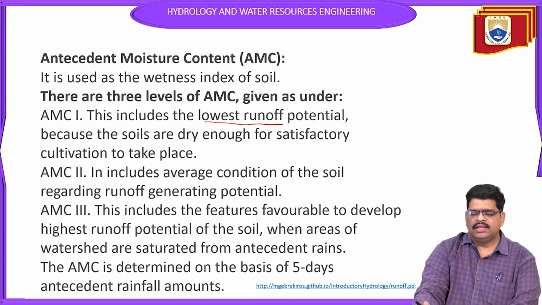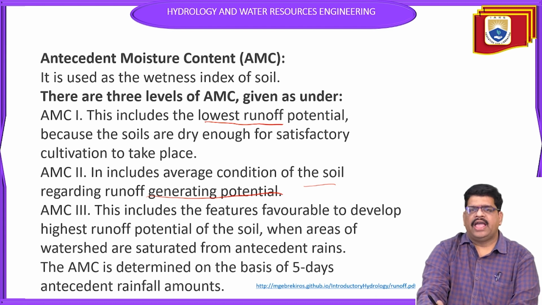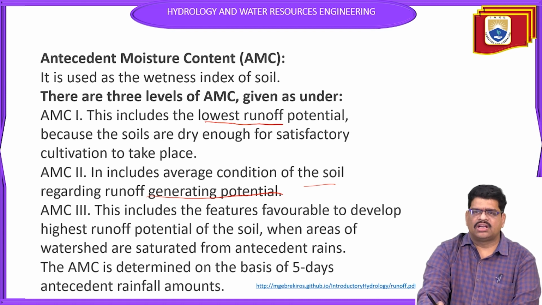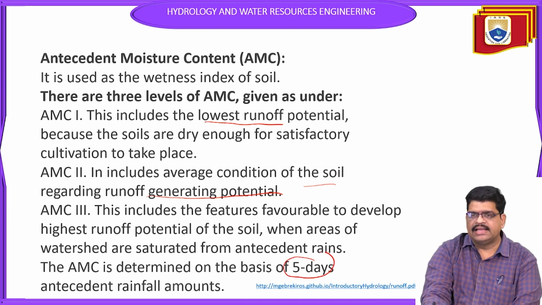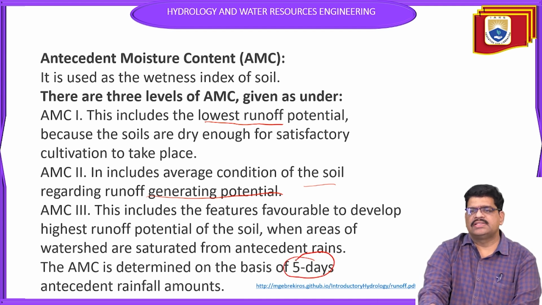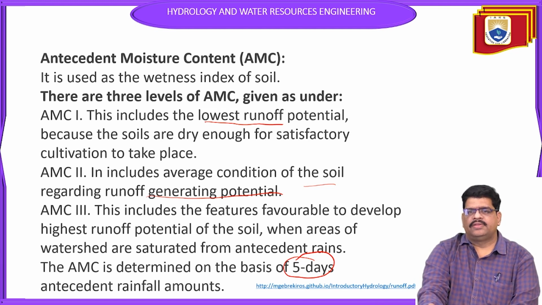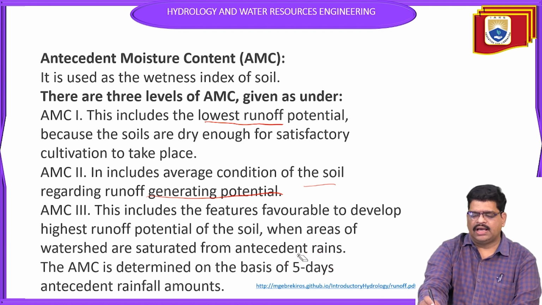Lowest runoff. In AMC2, what happens? It includes the average condition of the soil regarding runoff generation potential. Then AMC3 includes the features favorable to the highest runoff potential, with the soil saturated by the incidence of rains. The antecedent moisture condition is determined on the basis of the previous 5 days. That 5-day antecedent moisture condition is very important to know how runoff is affected.